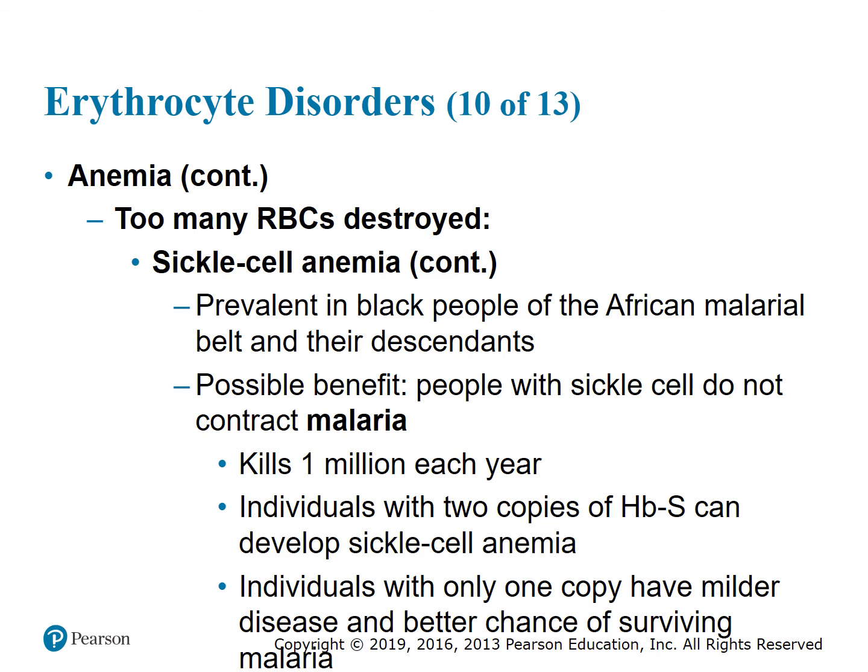However, it confers upon them a possible benefit. People with sickle cell do not contract malaria. Malaria kills 1 million people each year, and is still a problem in certain parts of the world. Individuals with 2 copies of the hemoglobin S gene can develop sickle cell anemia, and individuals with only 1 copy have a milder disease, and on top of that, they have the benefit of a better chance of surviving malaria.